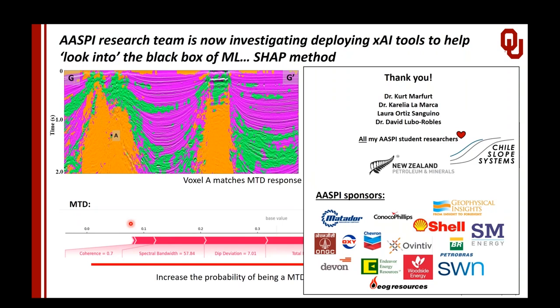And so that's a quick overview of many of the things that we've been doing with seismic data for channels. And I'd like to acknowledge my students, Karelia, who's now at BP, same with Laura, my postdoc, David. I've got a lot of student researchers doing a huge variety of projects, and then our sponsors who help fund the students.